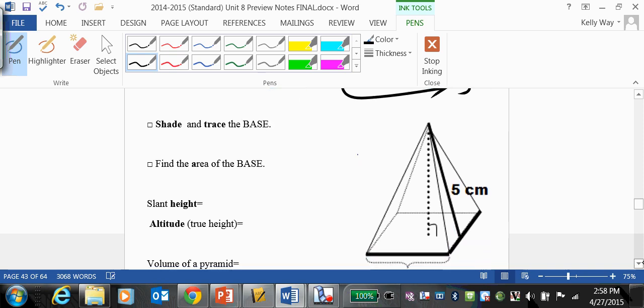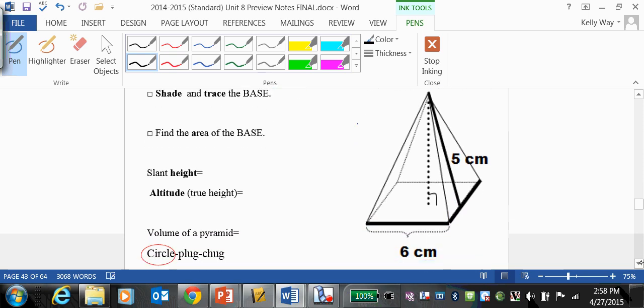So ready? Let's do one of these together. Okay, step 1, just like the prisms, you always start by shading the base. Now there's only 1 instead of 2, so we shade the base. That's why we shade it. What shape is your base there, sir? What shape is it? It's a square. So we go like this. We shade it. We write our equation, which is side squared. So this is going to be 6 squared.